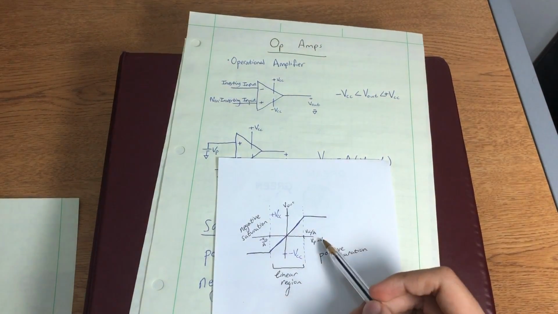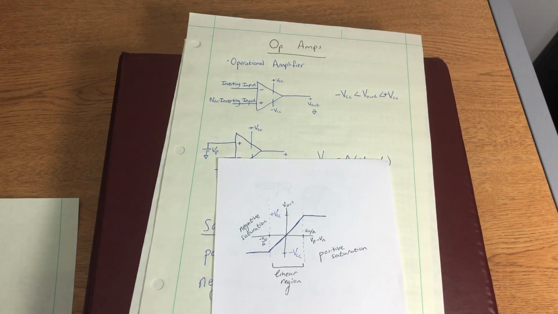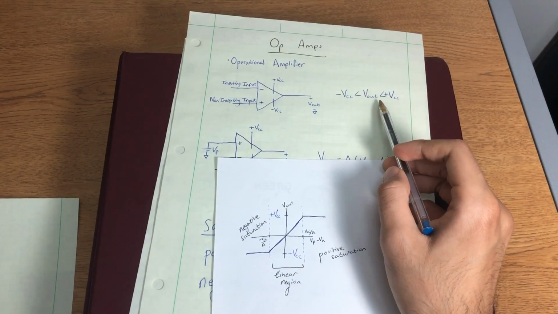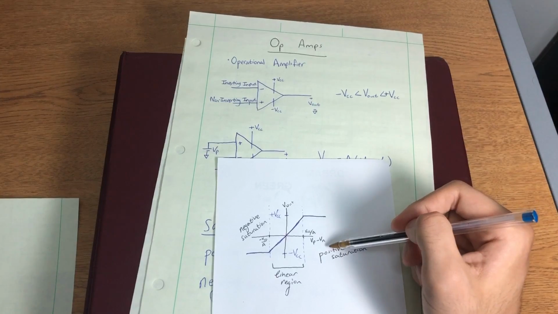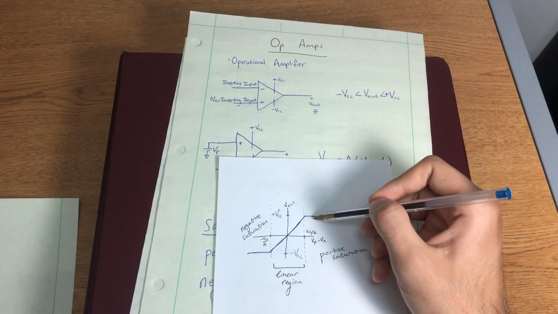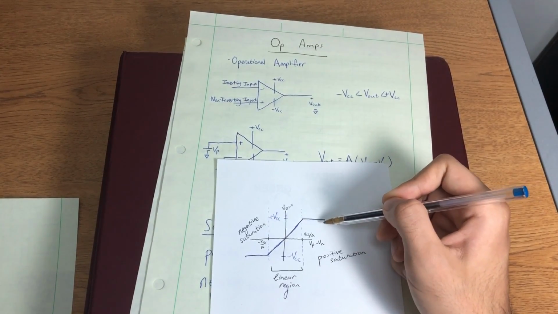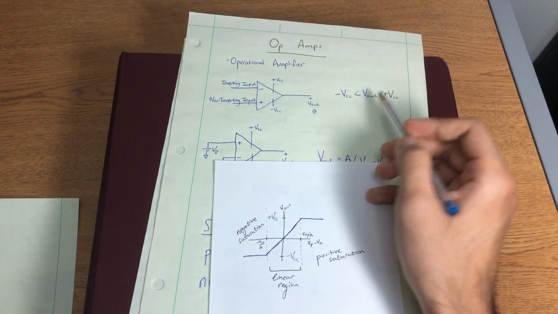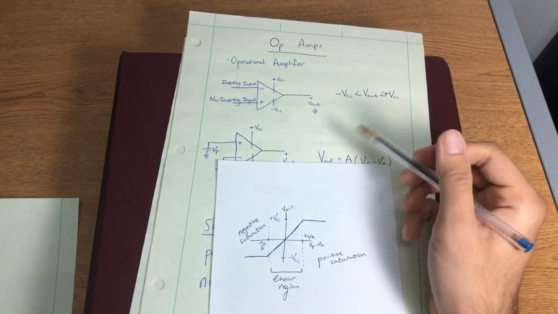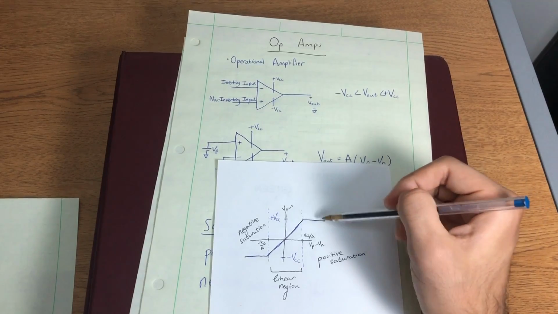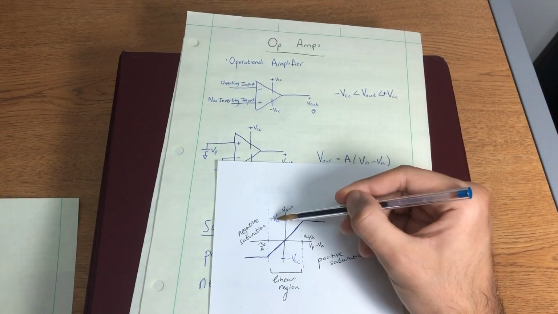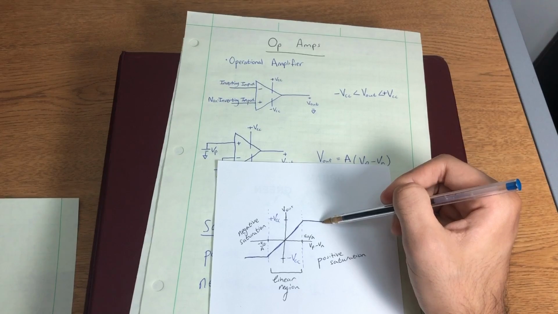But when Vp minus Vn gets to a point where it's large enough that Vout is no longer in this range, and Vp minus Vn is positive, we call this the positive saturation range. That means that no matter what our output voltage mathematically comes out to, the op-amp is only going to output a maximum of this +VCC.